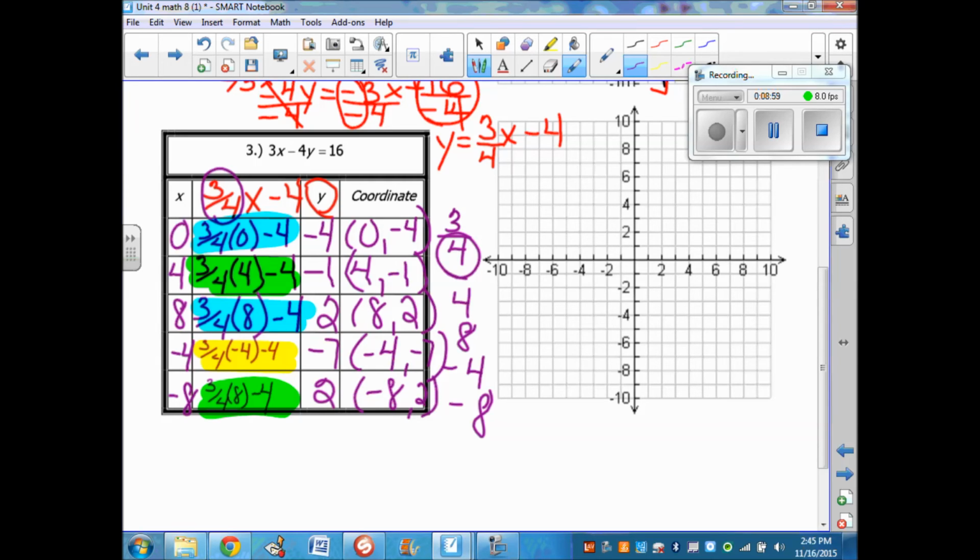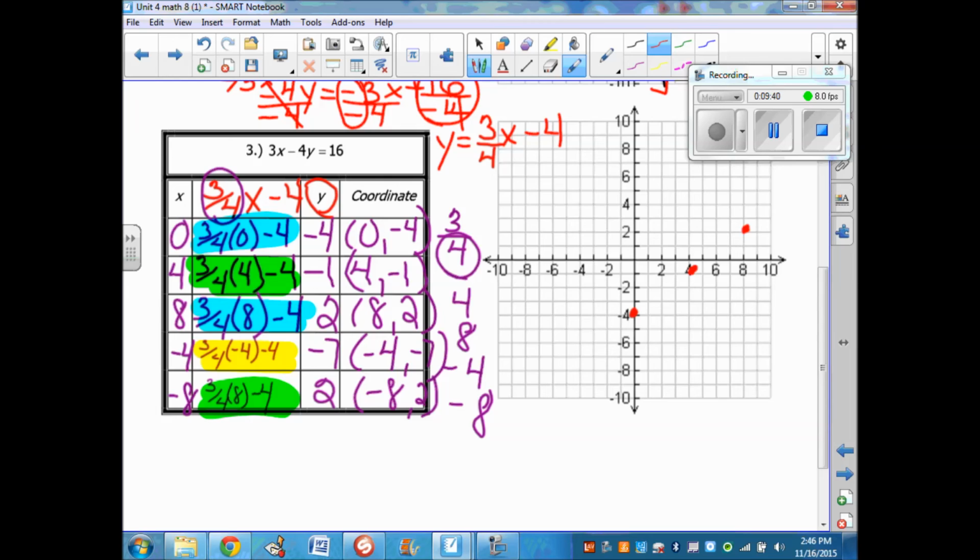So now let's go and plot these 5 points. My first point is 0, -4. And then it's 4, -1, so I'm going to go right 4 and down 1. Then it's 8, 2, 8 and up 2. And then the next one is -4, -7. Let me do that one right. I think I'm all right. If my point is way out of whack, I made a mistake.